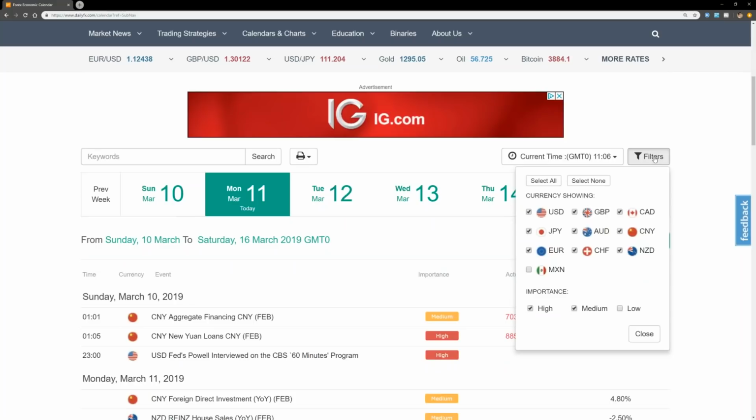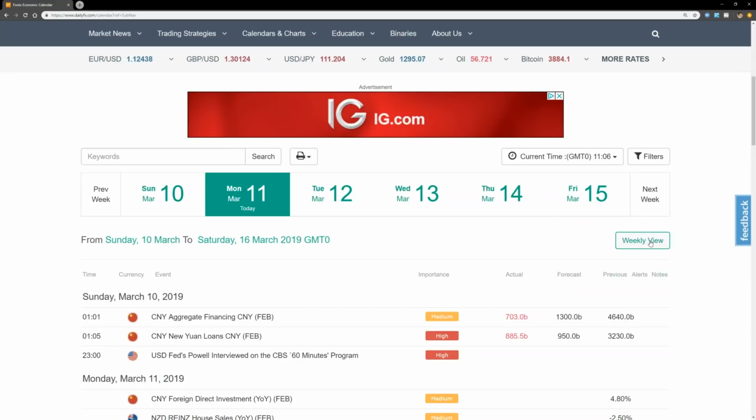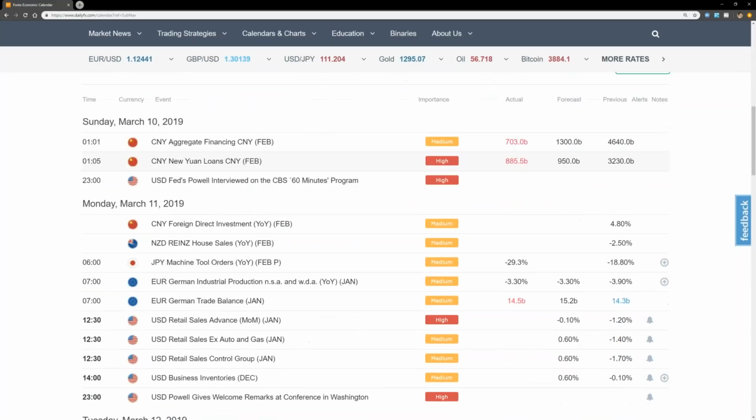If you guys remember, I filter out Mexican peso. I don't need that one, but I do leave China in. I get rid of low, and then I click on the weekly view. Okay, and the weekly view will just give us a little bit easier sense to kind of scroll down.